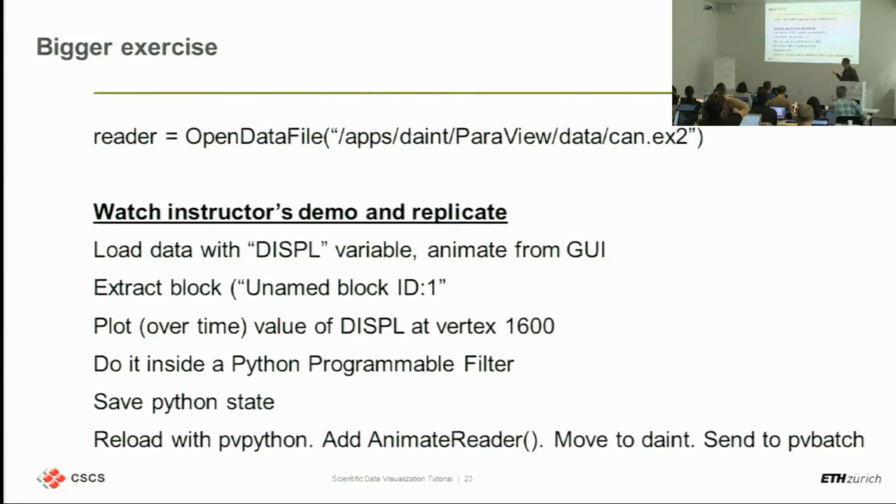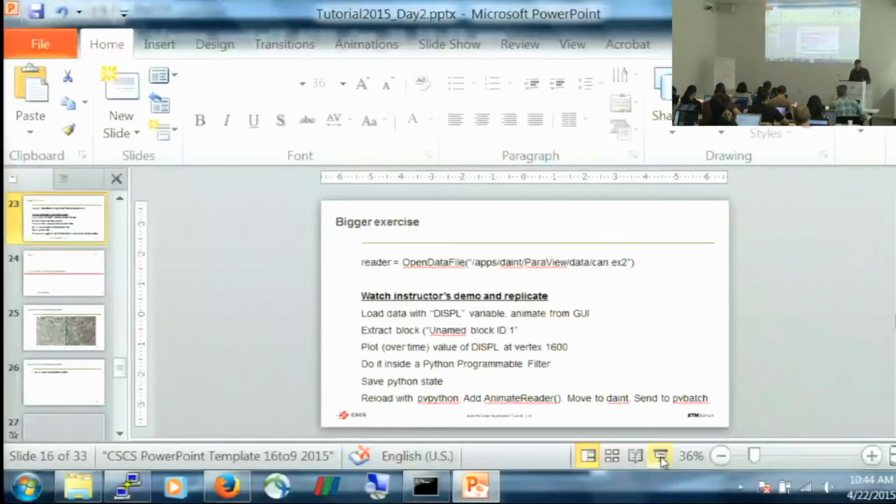We'll save the state. We'll reload it with pvpython just to check. We will edit the Python script, add this macro at the very bottom of the file. We'll copy this to date, and we will submit it via pvbatch. And if you don't get it before lunchtime, there's no lunch. So you'll have to, just kidding, you'll have to make it work.